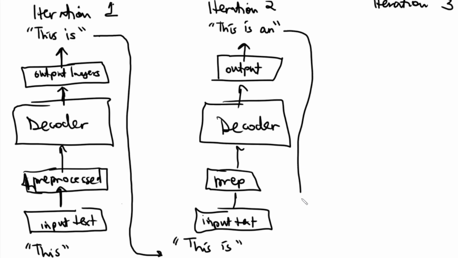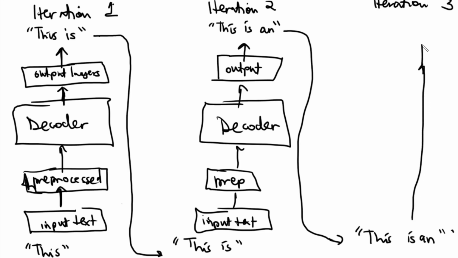And this gets taken again and is put as an input here for the third iteration. This is n, and everything that has happened here happens again. And at the output layer, it then maybe will predict "this is n", and then it predicts the next word as "example".